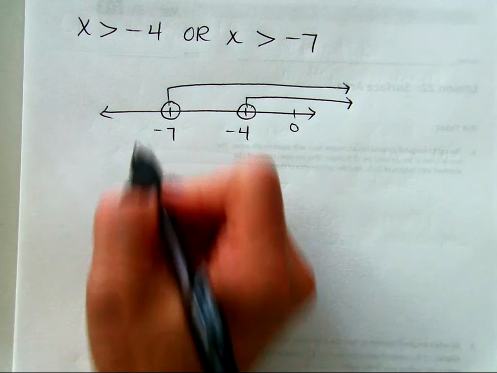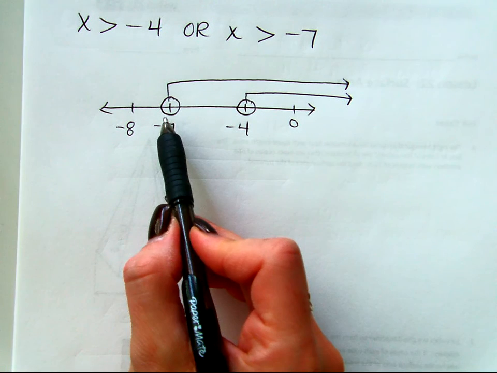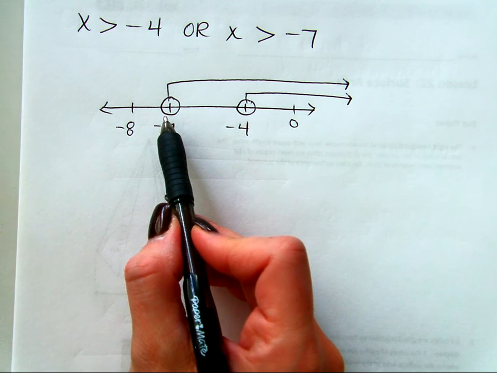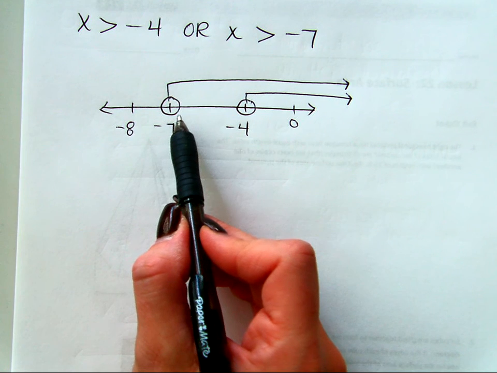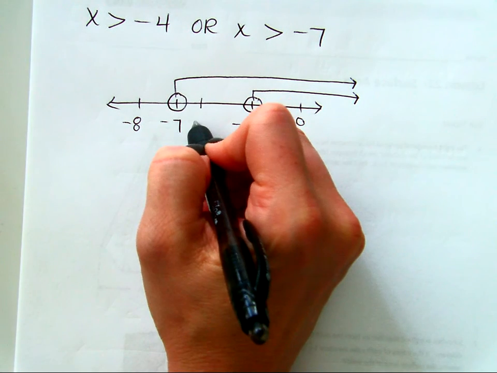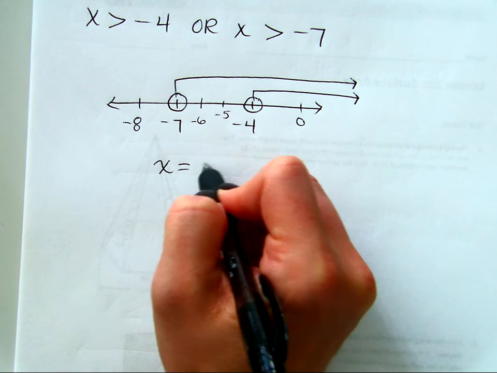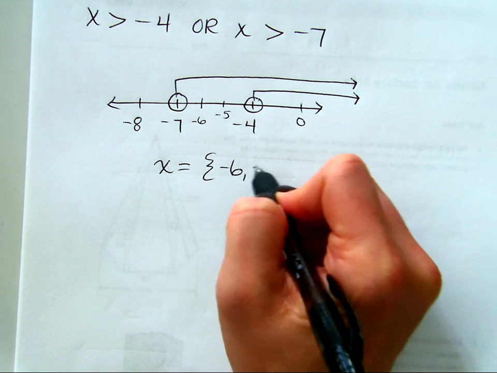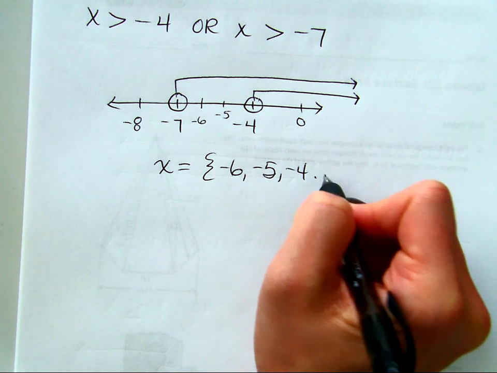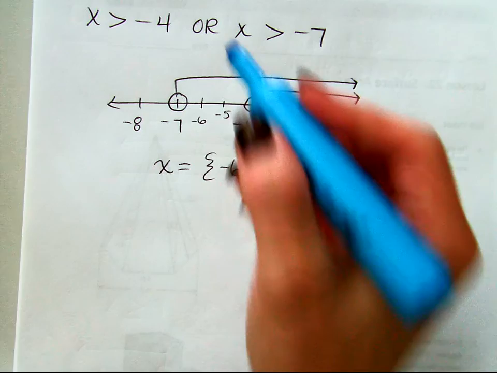Is -8 greater than either of these? No. Is -7? No, because it's not colored in. So where is the first integer, not whole number, but integer, that would make this true? -6. So x could equal -6 and then -5 and then -4 and every number to the right. Because in an or, there only needs to be one line showing. So there's one line for this, there's one line for that.